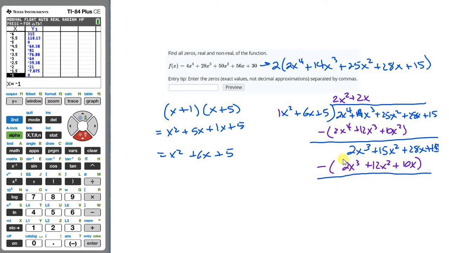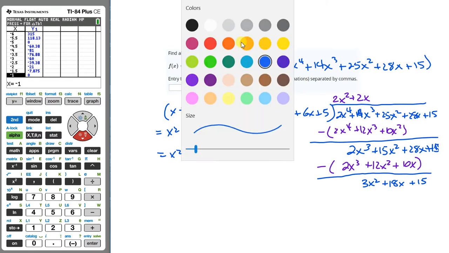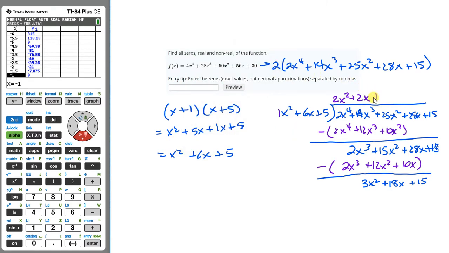We get 2x cubed, take away 2x cubed is gone. 15 take away 12 leaves me with what? 3x squared. 28 take away 10 leaves me with what? 18x. And 15 take away nothing leaves me with 15. How do I make an x squared look like a 3x squared? I multiply just by a 3.